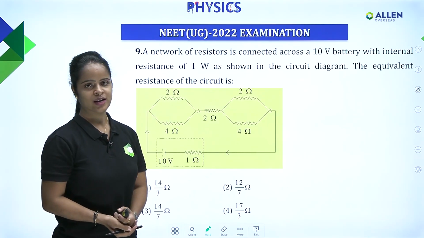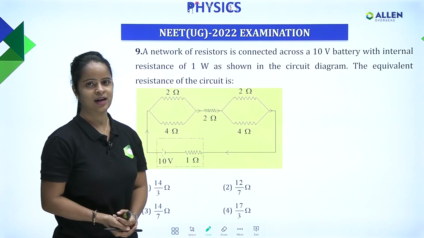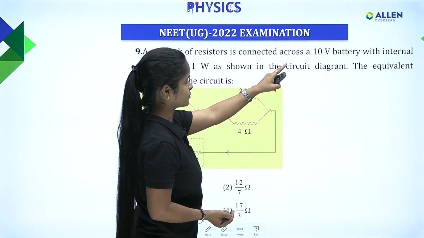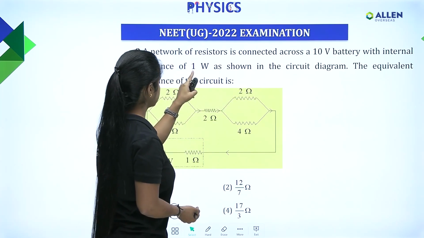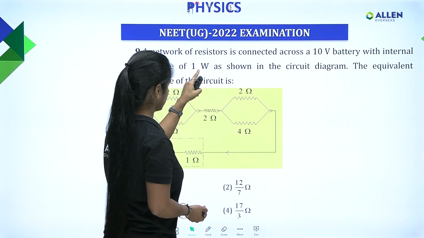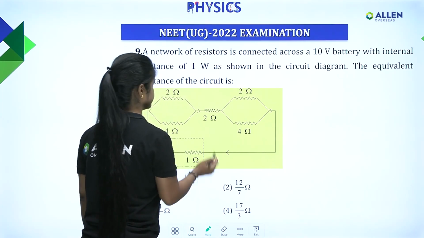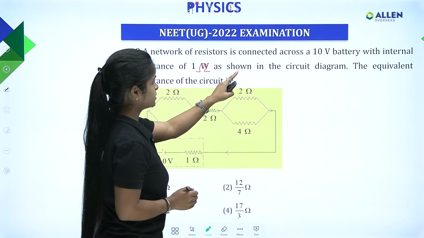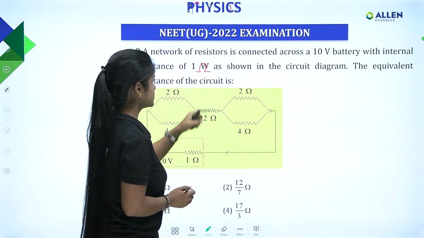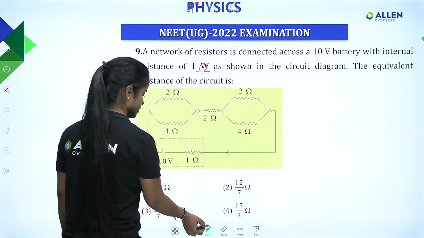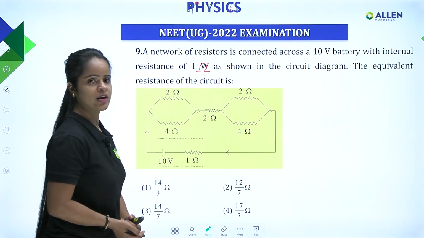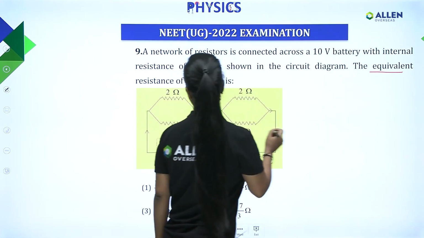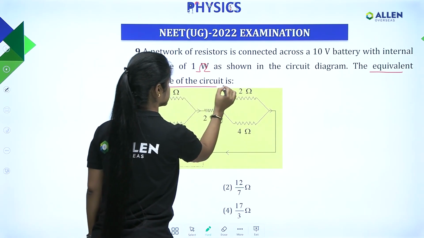Now here is the next question, that is question number 9. A network of resistors is connected across a 10 volt battery with internal resistance of 1 ohm, as shown in the circuit diagram. The equivalent resistance of the circuit is, right? So here our aim is to calculate equivalent resistance.